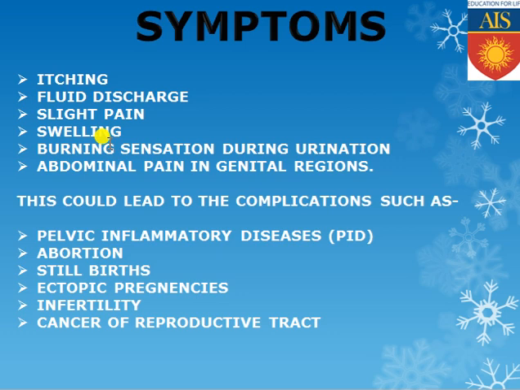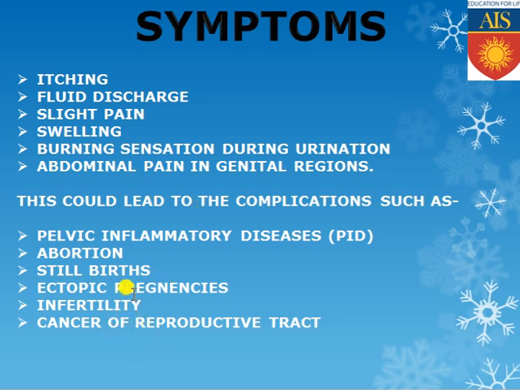Now the point is, this could lead to complications, such as whatever the complications can be found. The complications are, for these sexually transmitted diseases, pelvic inflammatory disease can occur. Abortion has to be done to reduce this kind of problems of sexually transmitted diseases. Stillbirth can happen.